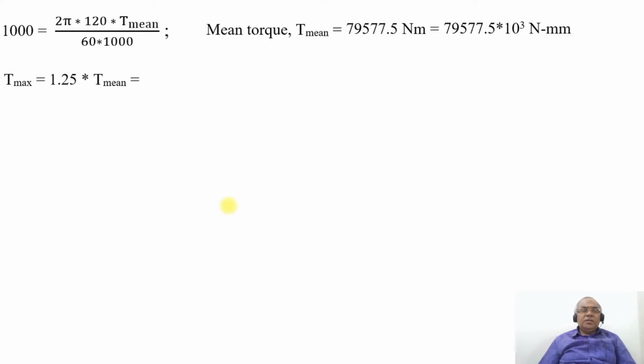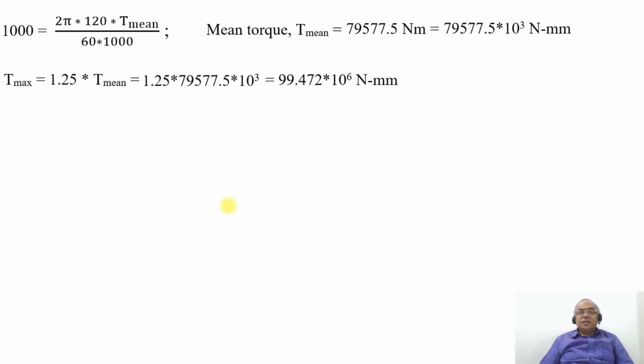In the given problem, the maximum torque is 1.25 times the T mean. So substitute the value of T mean and multiply by 1.25. So 1.25 into 79577.5 into 10 to the power of 3. On simplification, you will get 99.472 into 10 to the power of 6 Newton mm.